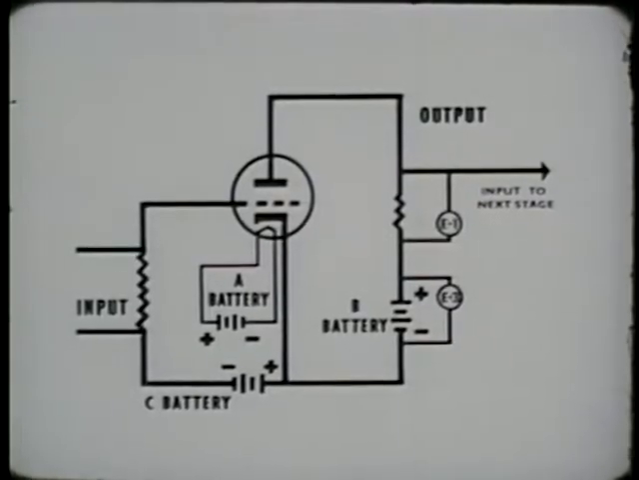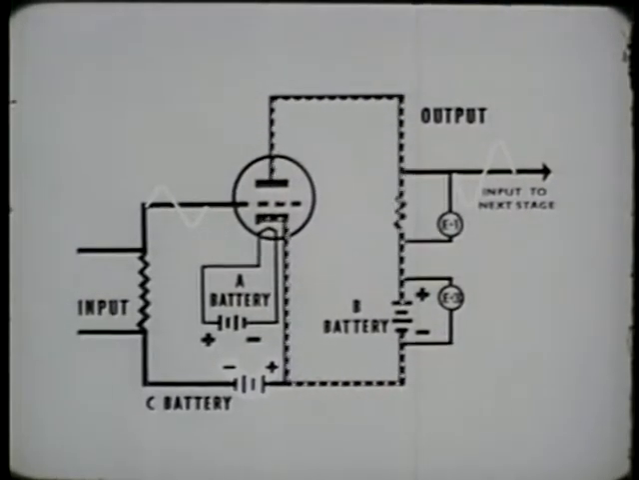It should be especially noted that the original signal influences only the current flow through the tube, and the plate voltage change becomes a new signal, which is an amplified reproduction of the input signal. The amount of bias placed on the tube determines its operating point.